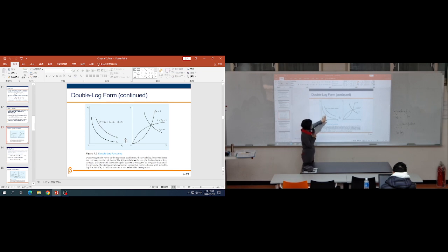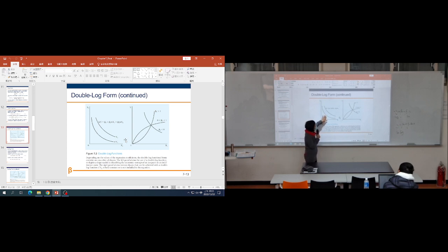How do you call this curve in economics? Anybody knows? We call it isoquant. Well, never mind.